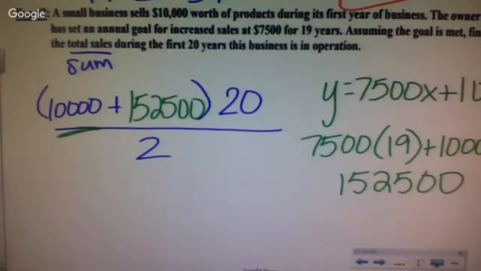So when I do this in 20 years, their grand total is $1,625,000.